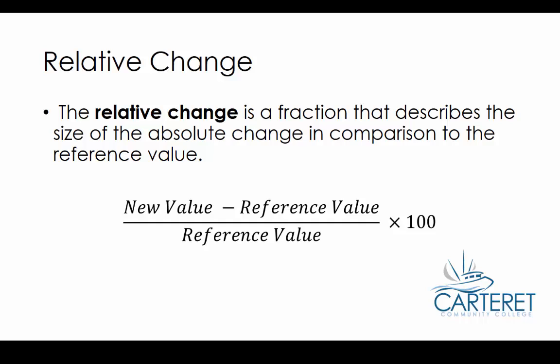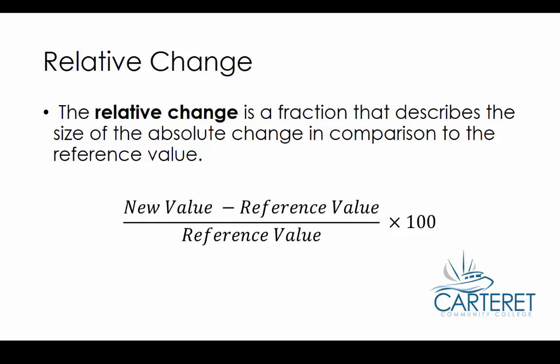In general, calculating the absolute or relative change always involves two numbers: a starting number or reference value and a new value. Once we identify these two values, we can calculate the absolute and relative change over a period of time. Note that the absolute and relative changes are positive if the new value is greater than the reference value and negative if the new value is less than the reference value.